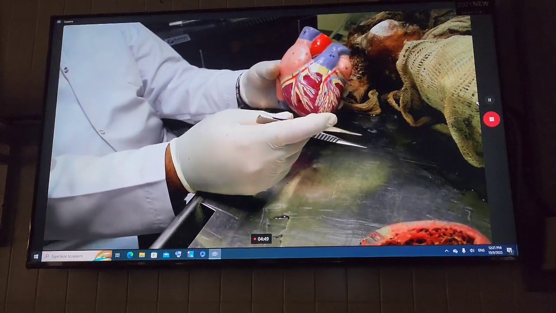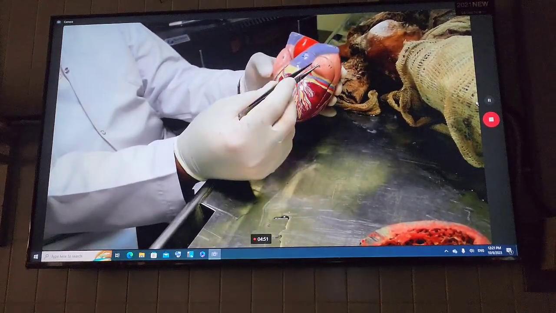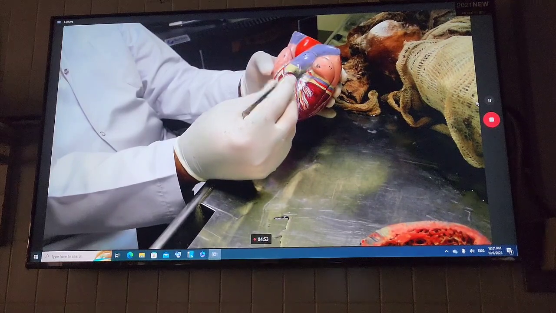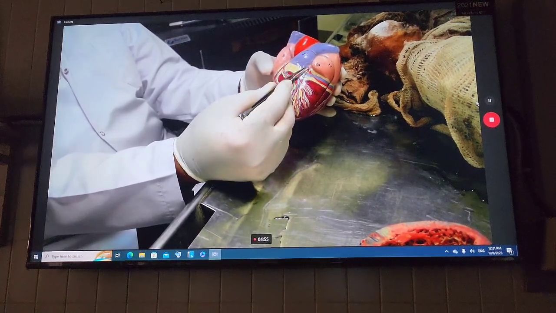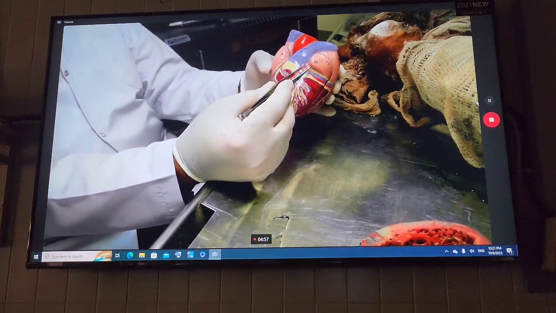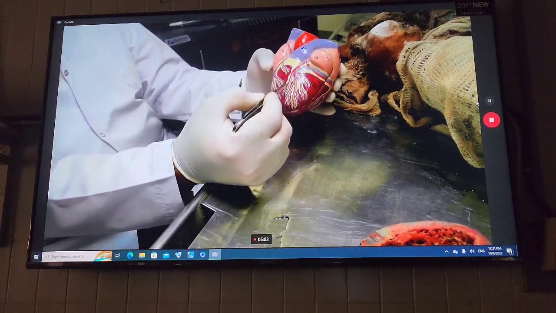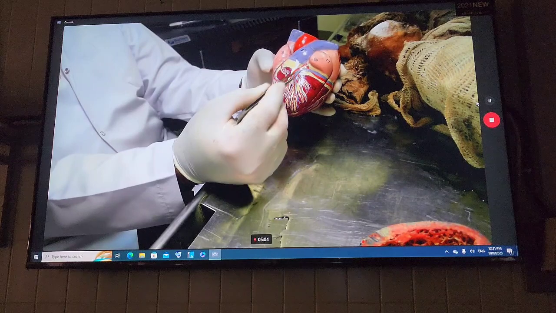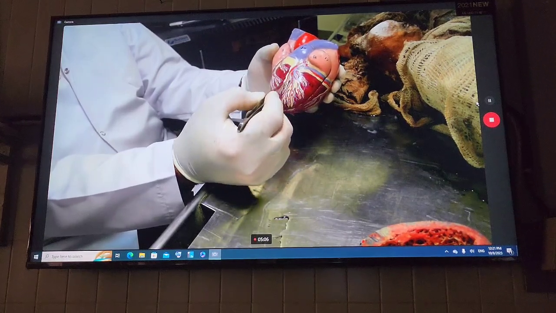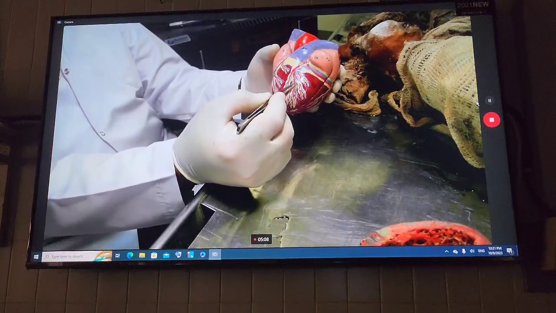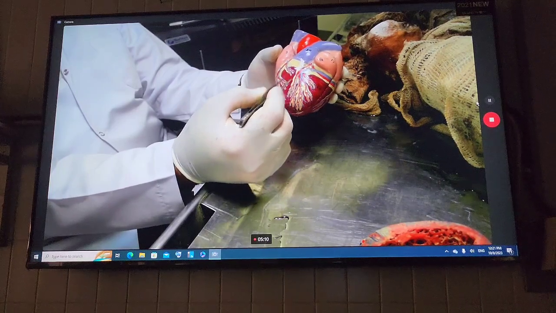Returning back to the anterior surface. In between the left auricle and the pulmonary trunk, this is the left coronary artery. It is a very short trunk that soon divides into the anterior interventricular artery, which runs with the great cardiac vein in the anterior interventricular sulcus, separating the left ventricle from the right ventricle.